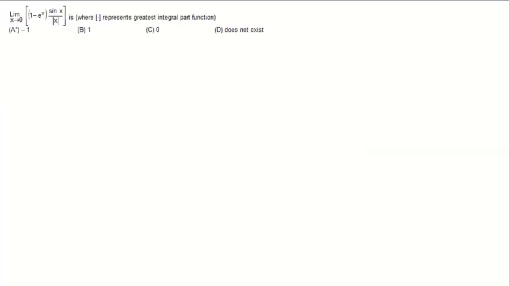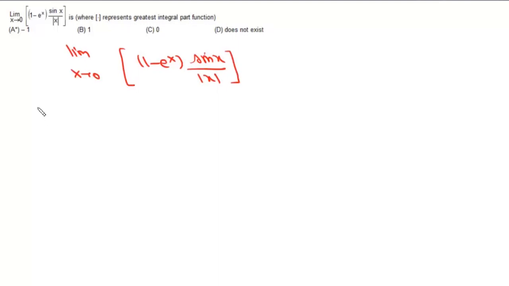Now the next question is, we need to solve this limit as x tends to 0 of the greatest integer function of (1 − eˣ) sin x upon mod x. Since this question has both greatest integer and mod, which change definition at 0, we have to use left hand limit and right hand limit.